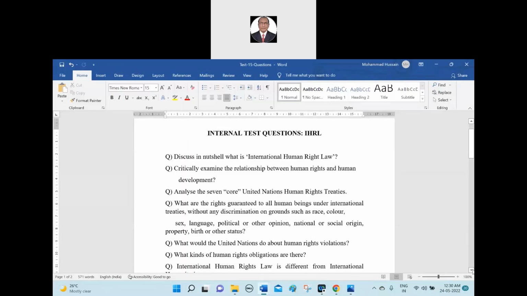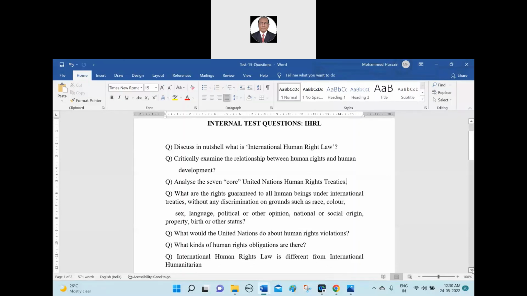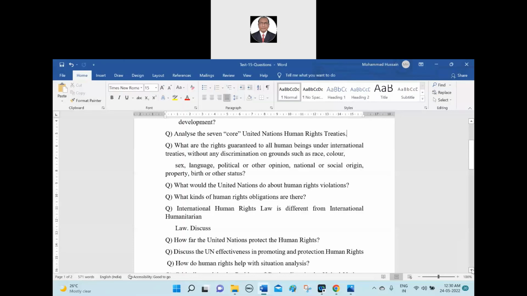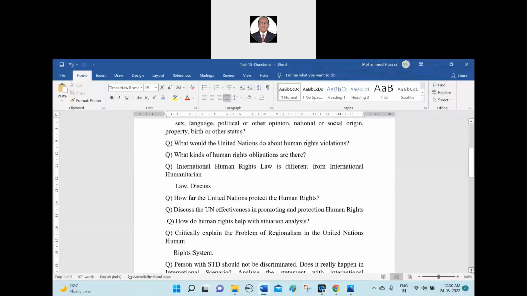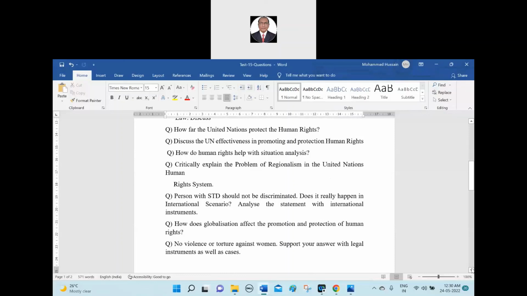What would the United Nations do about human rights violation? What kinds of human rights obligations are there? International human rights law is different from international humanitarian law. Discuss. How far does the United Nations protect human rights? Discuss the UN effectiveness in promoting the protection of human rights. How do human rights help the situation analysis? Critically examine the problem of regionalism in the United Nations human rights system. A person with STD cannot be discriminated against. Does it really happen in the international scenario? Analyze the statement with the international instruments.